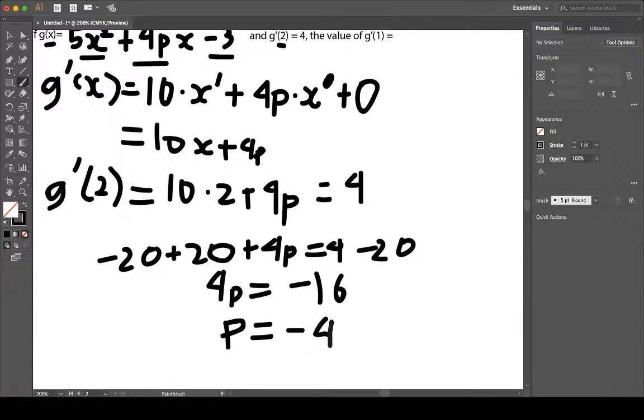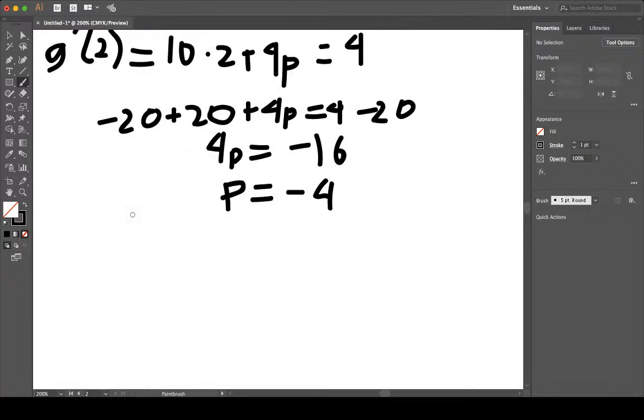But this is not the question. We are not asked to find what p is. Instead, we are asked to find what g prime of 1 is. So what do we do? We basically just try to find g prime of 1. Very simple, right? So let's just substitute the numbers in.